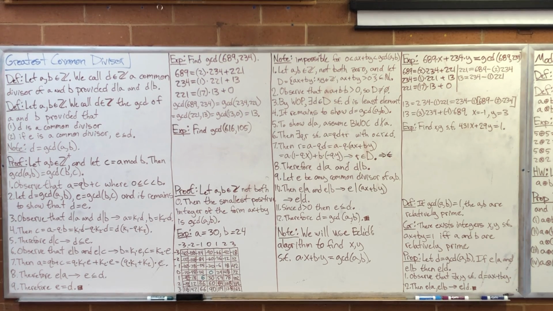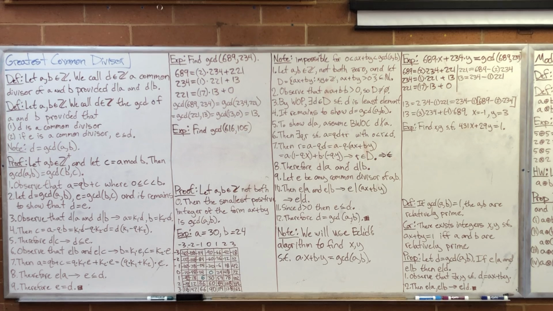E is the greatest common divisor of B and C. D is a common divisor of B and C. Therefore, D is less than or equal to E. D is a common divisor, E is the greatest common divisor, therefore D is less than or equal to E. Okay, so we showed D is less than or equal to E. Now we're going to show E is less than or equal to D, and therefore they're the same.